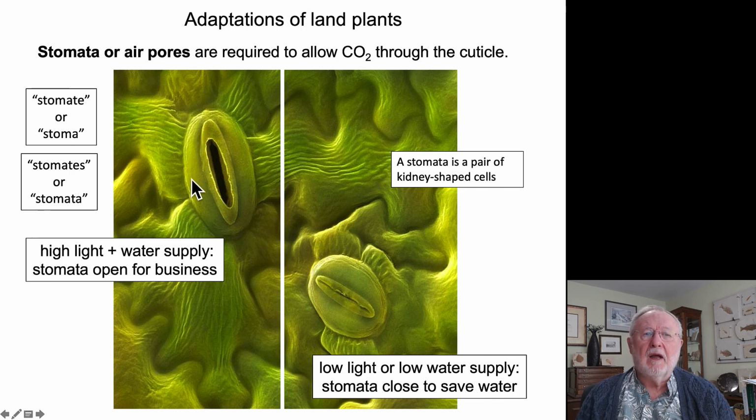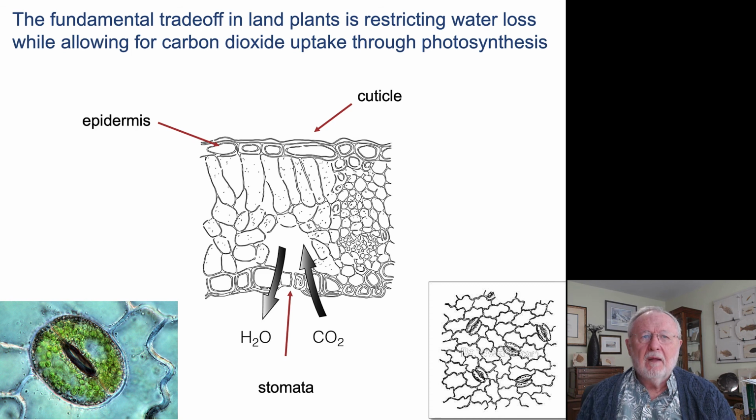They open when in the presence of high light. They close in the absence of light. They open in periods of adequate water supply, and they close to save water when water is in short supply. So this was a key feature allowing plants to regulate their degree of hydration. As I'd mentioned before, leaves have a cuticle, and that cuticle prevents water loss, but it also prevents carbon dioxide from coming in. So the evolutionary trade-off that plants have is to take up CO2 while minimizing water loss.